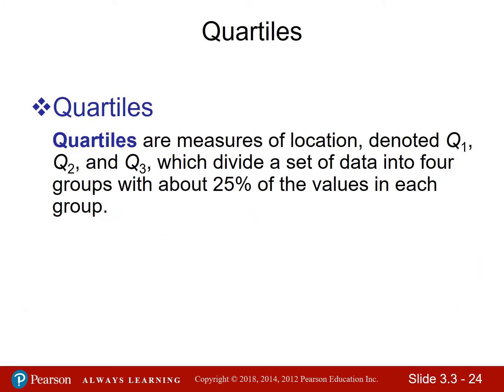Now the next thing we need to learn is the quartile. They also are a measure of location. We denote quartiles by Q1, Q2, and Q3, which divide a set of data into 4 groups with about 25% of values in each group. So 25, then 50, then 75, and then 100. So quartiles Q1, Q2, Q3, and there is no Q4. Q1 is called the lower quartile, Q2 we can call the median of the set of data, and Q3 is called the upper quartile.